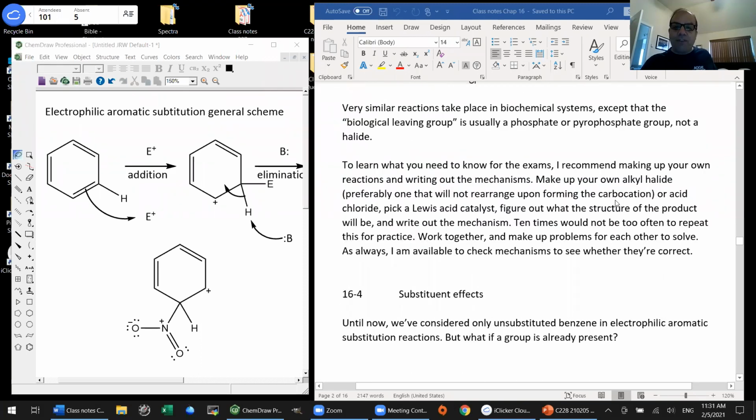Next, I give you some further advice here. Next time we're going to address the issue, what if we don't have just benzene? What if there's already a group attached to the benzene ring? That's Monday. We'll get there next.